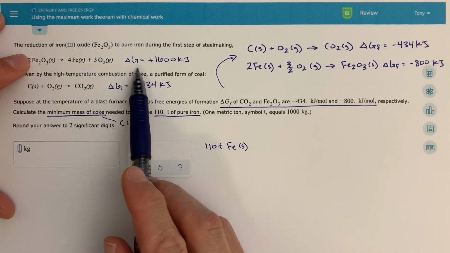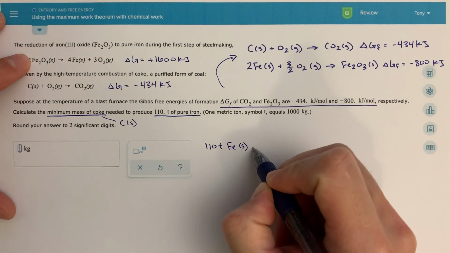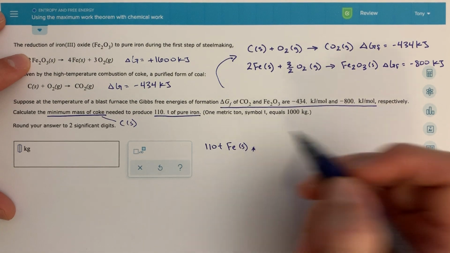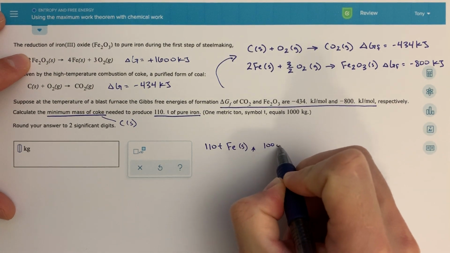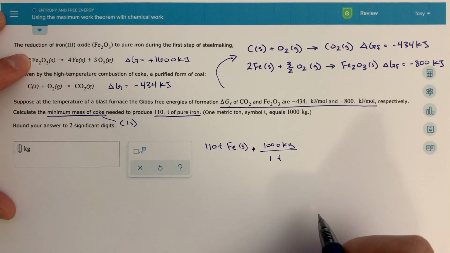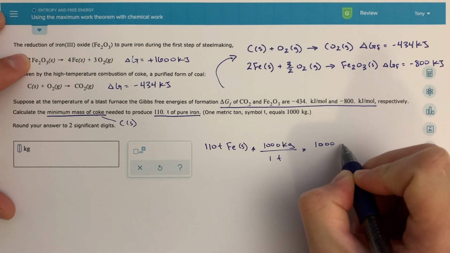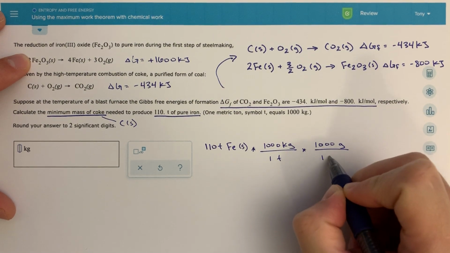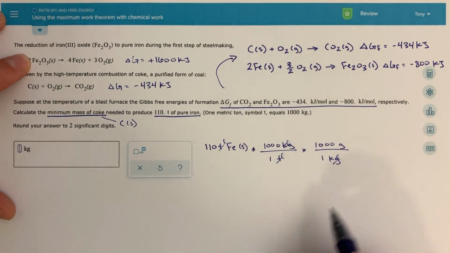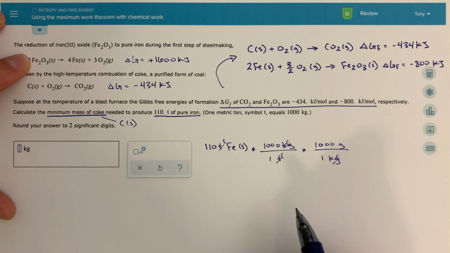So, I want to figure out how many moles are in 110 tons. They tell me that 1 metric ton equals 1,000 kilograms, so I'm going to convert into kilograms first. So 1,000 kilograms is 1 ton. I want to convert these kilograms into grams, and I know that 1,000 grams is 1 kilogram. Just doing my dimensional analysis here, we can see that our units will cancel, and if I do this calculation, I'll be left in terms of grams.